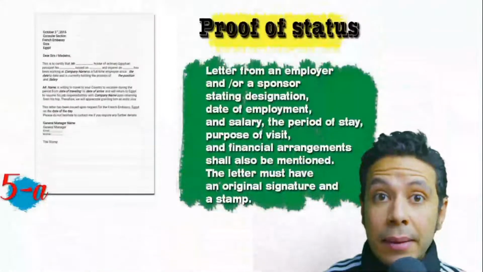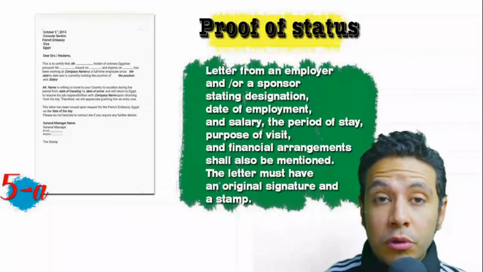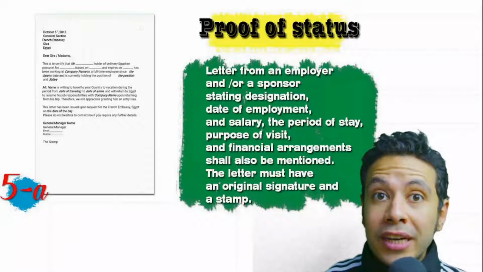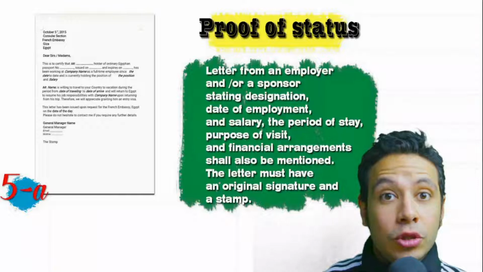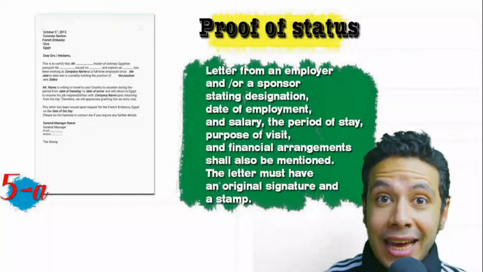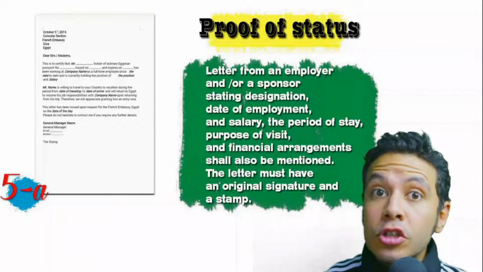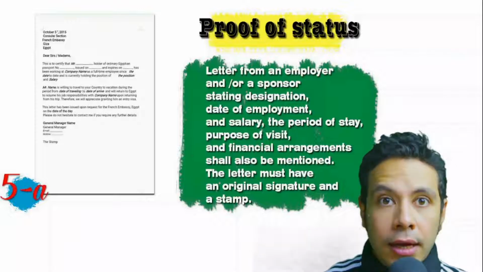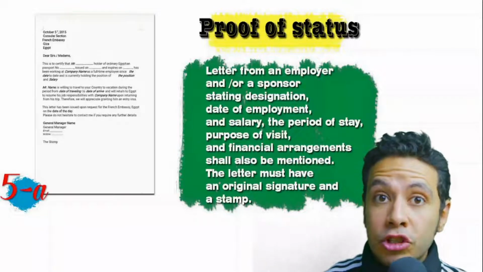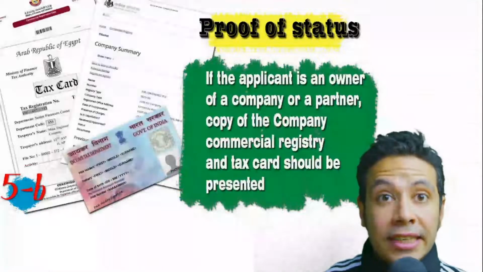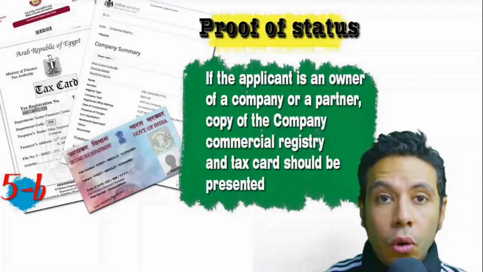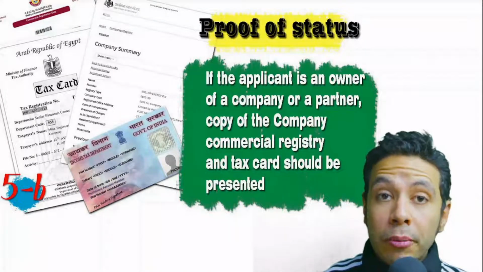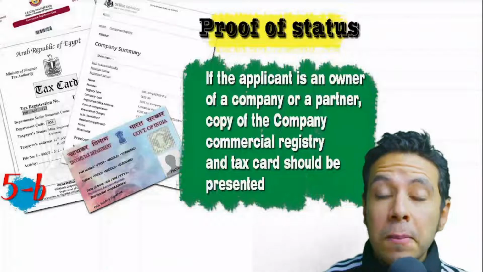In most visa application processes you will be required to provide a proof of status. For example, if you are an employee, you will have to provide a letter from your employer or from your HR department mentioning your name, your work details, and your salary. Both address and contact numbers should be mentioned also in that letter, and all letters must have an original signature and a stamp. But in case you are the owner of the company or you run your own business, then your commercial registry and your tax card must be presented.